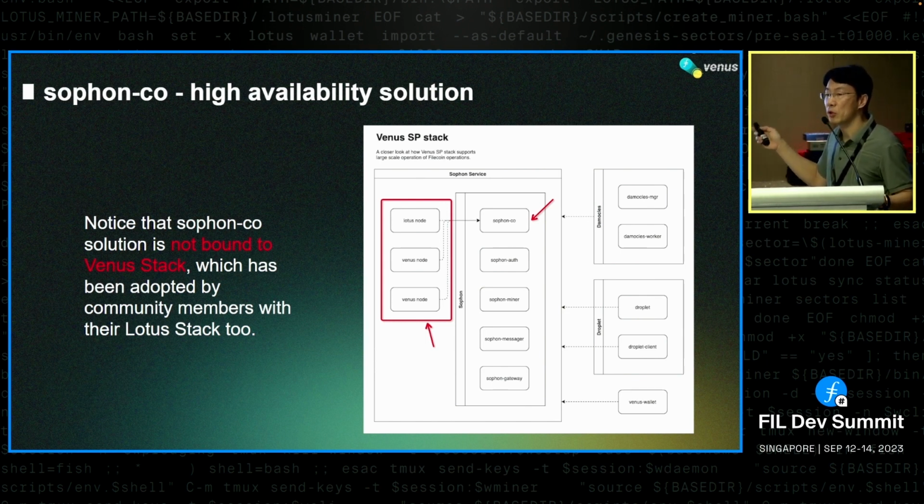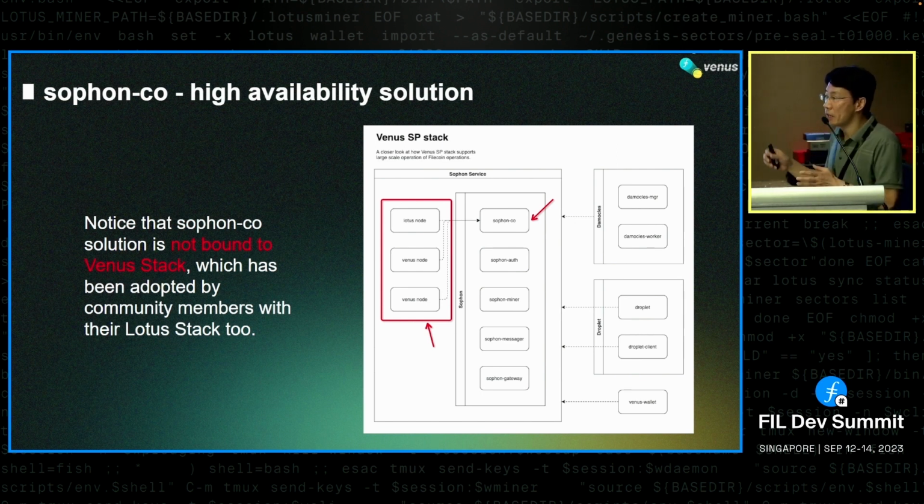And Sofen core can select the best one to serve. It's because any one instance may have a fault. They may have a hardware problem, or some network issue, right? So the chain synchronization might fall behind. So Sofen core could choose the best one to serve.